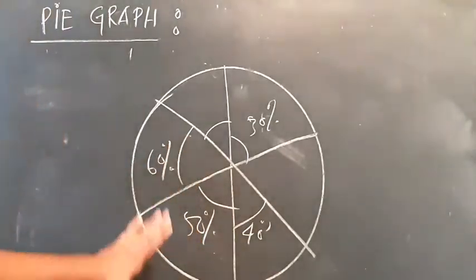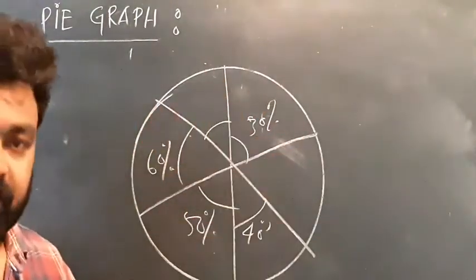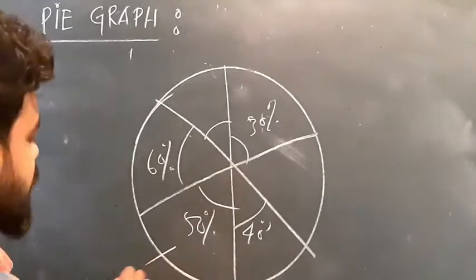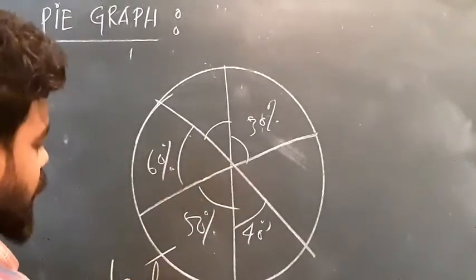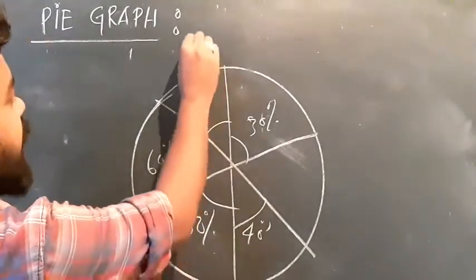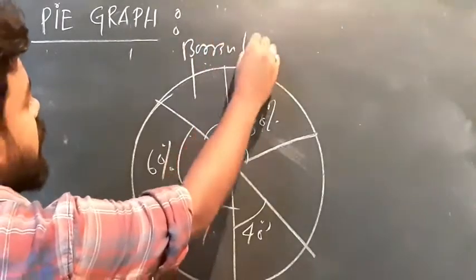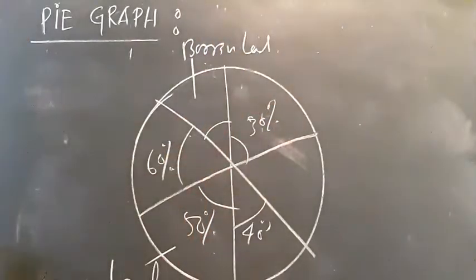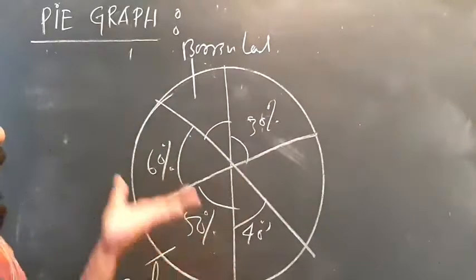So like this we divide it into several parts, several categories. Suppose here this is land use, right? Again, here suppose barren land is there. So we divide this 360-degree circle into several parts.